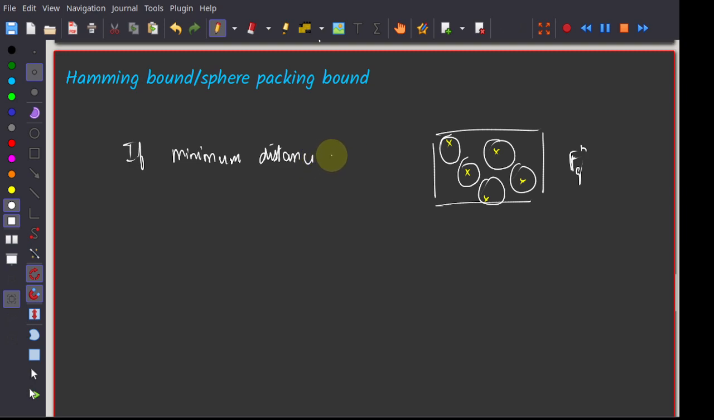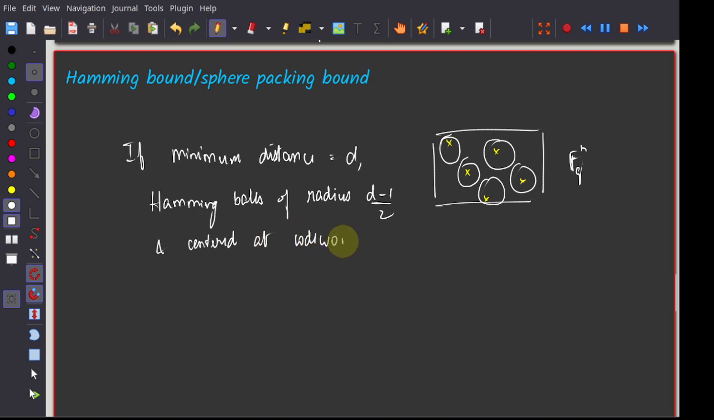The minimum distance is equal to d. Hamming balls of radius (d minus 1) by 2 centered at code words cannot intersect. So this is basically a problem of sphere packing. How many balls can you pack in the space such that no two balls intersect?